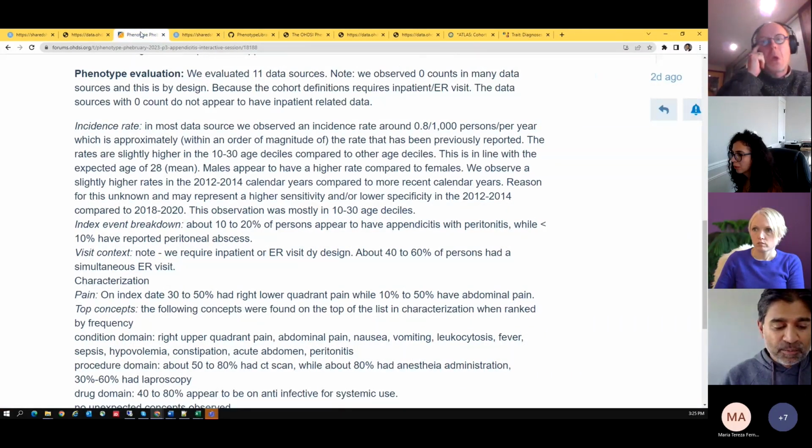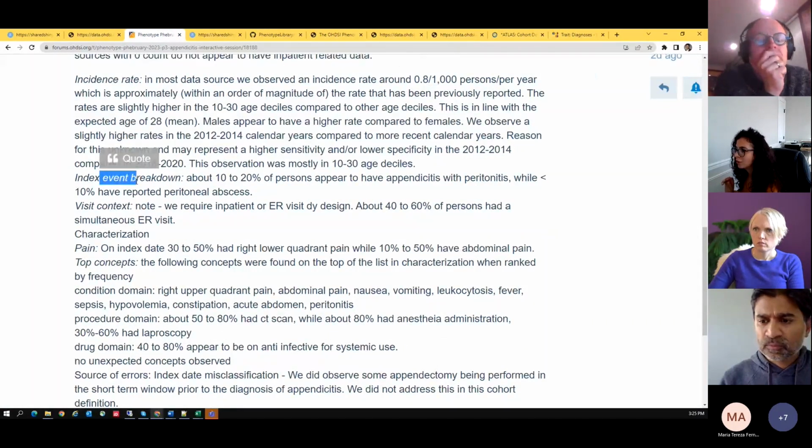So the next thing that I observed was... Hold on. Any comment on the incidence rate? Can you go back, Gowtham, to the incidence rate?